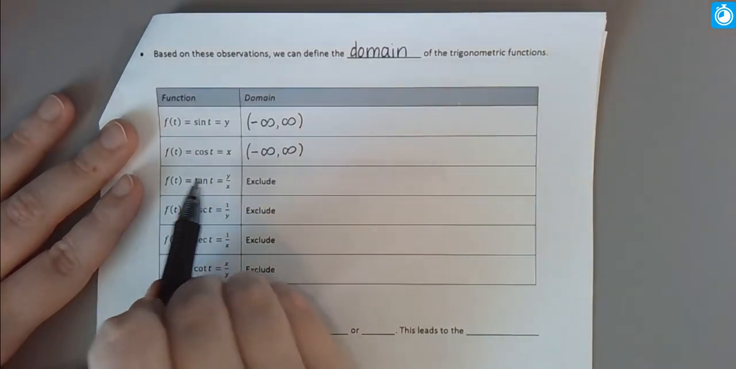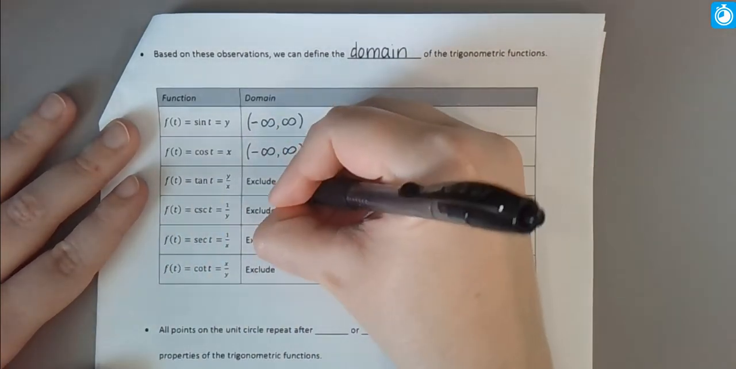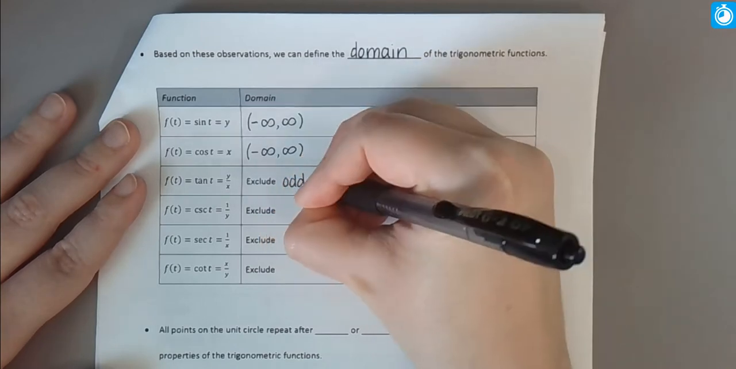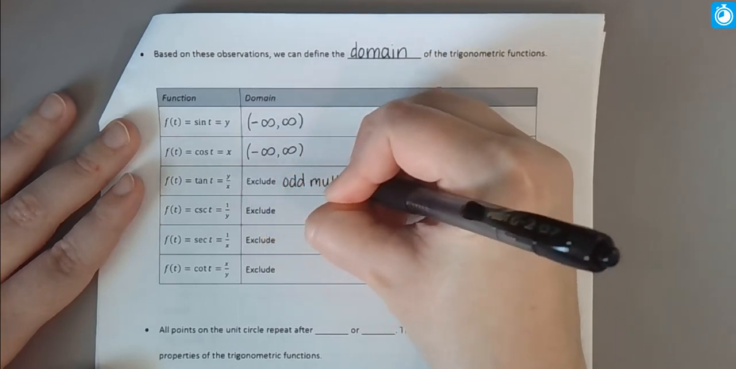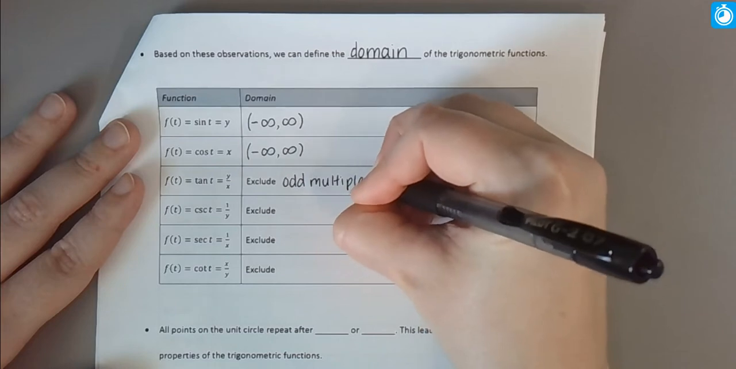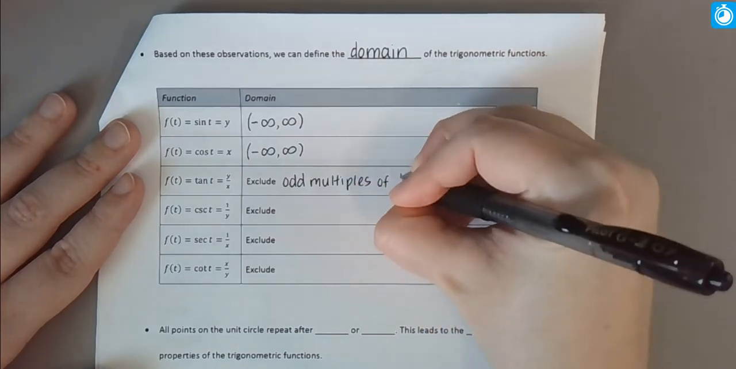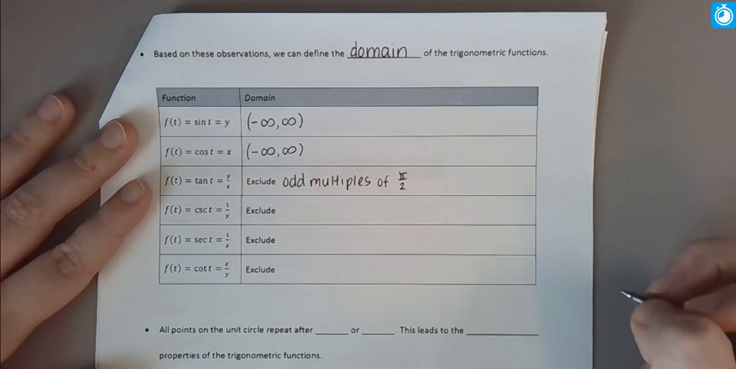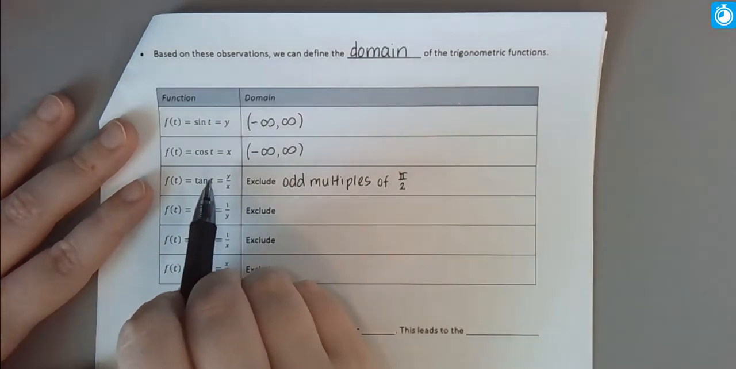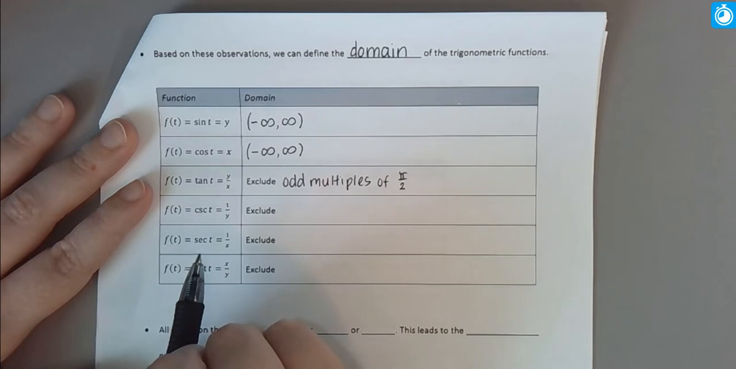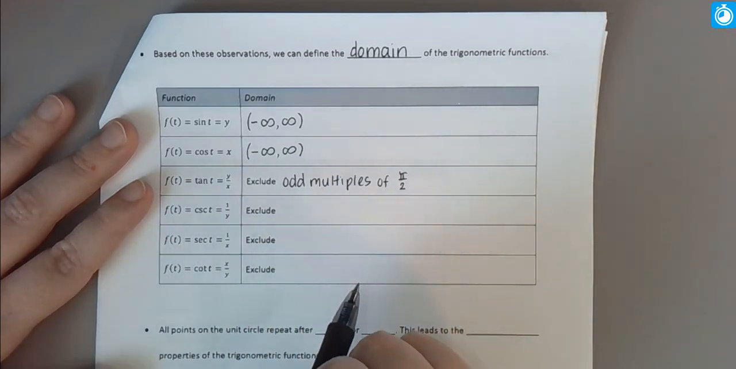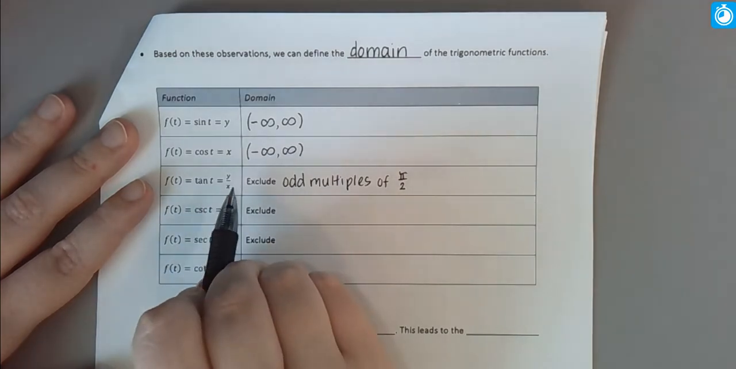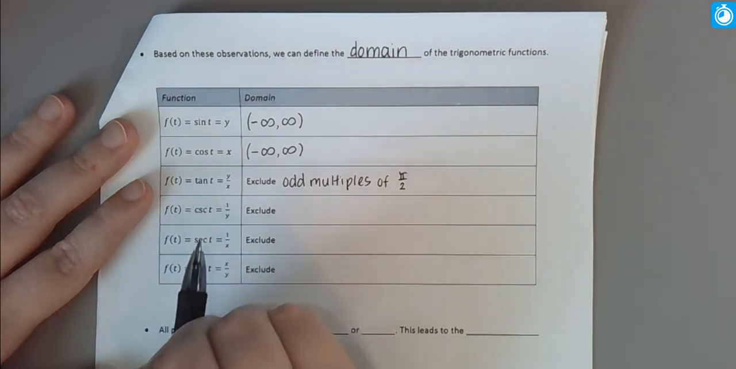So for the domain of the tangent function, we're going to exclude odd multiples of pi over 2. So anytime we land on a radian measure or a number, just a real number that's an odd multiple of pi over 2, the tangent function is undefined. That's because those are locations where the x-coordinate is 0.